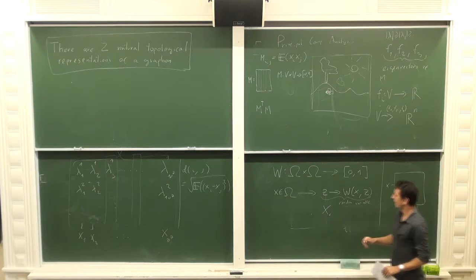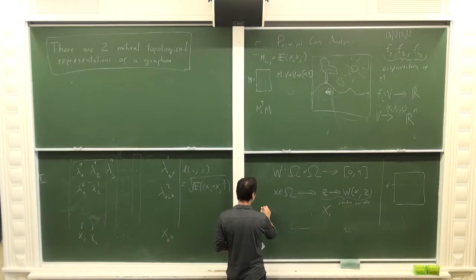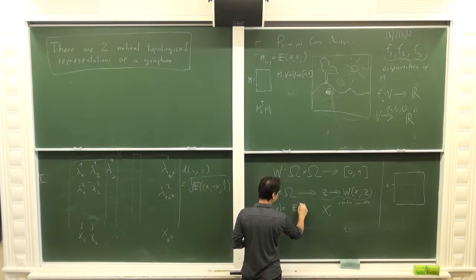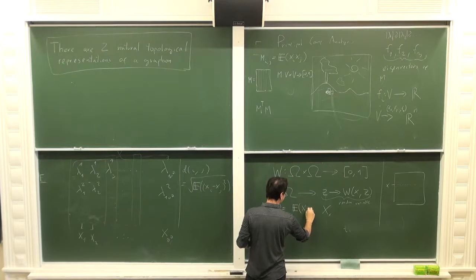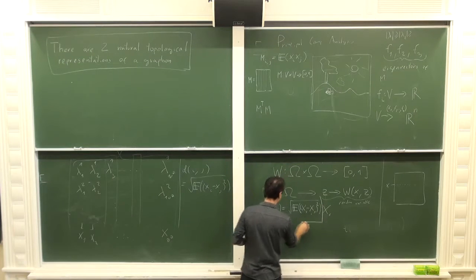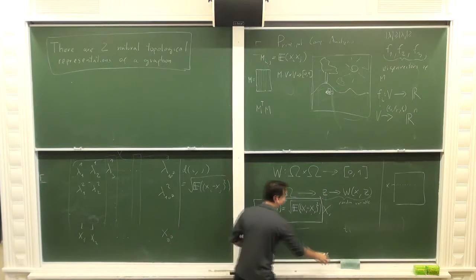So then, once I have these random variables, I can just say that the distance of two points x and y is the expectation of (x minus y) squared, and the square root of that. So let me write it in an integral form.